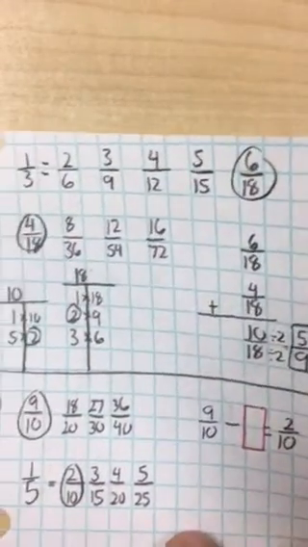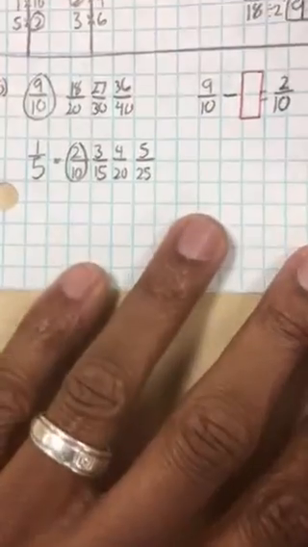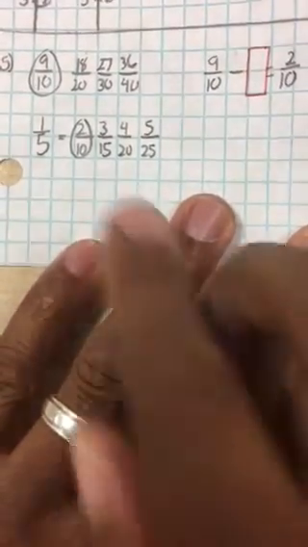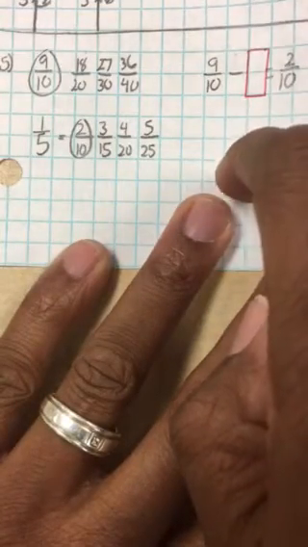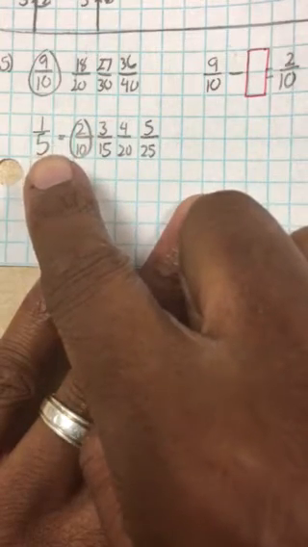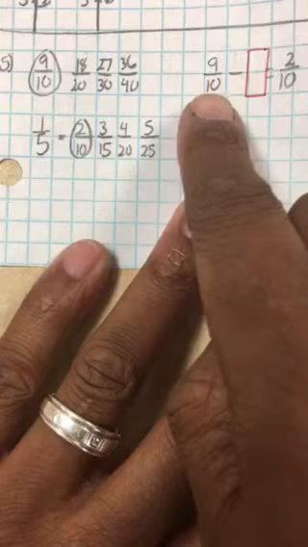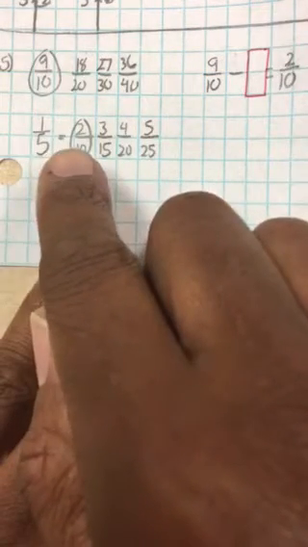Let's take a look at number 15. Number 15 is working on algebra. So for number 15, I have 9/10 minus some number to give me 2/10, which is equivalent to 1/5. What I have to do is figure out what do I subtract from 9/10 to give me 2/10, which is equivalent to 1/5.